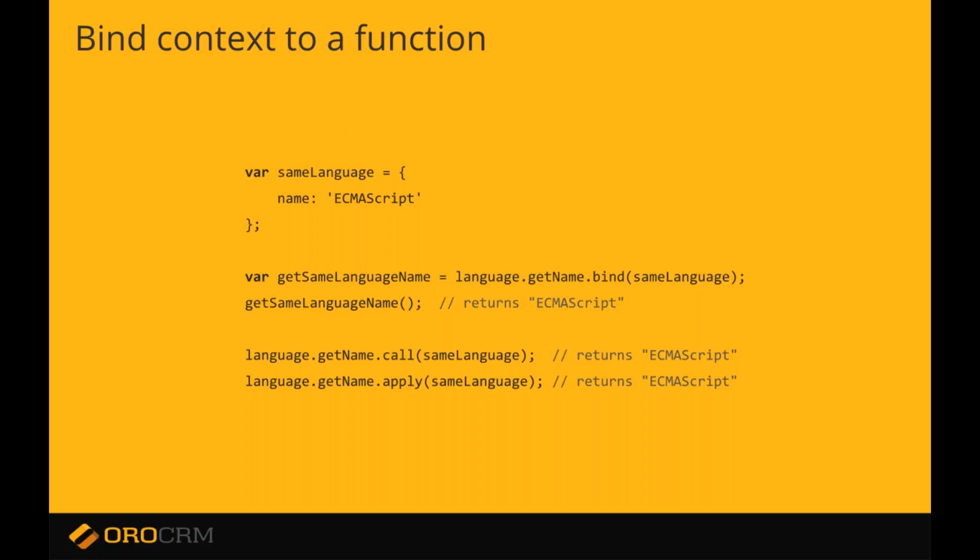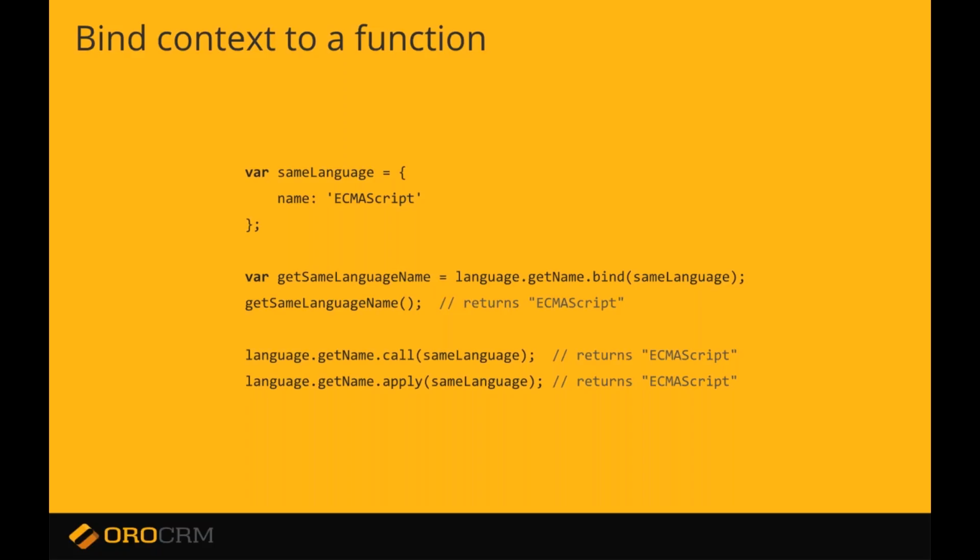do not execute getName at this point of time, but call the bind method of getName and pass the context that we want to use once the new function is executed. And once we execute getSameLanguageName, we will get ECMAScript because the getName function is bound with the proper context.